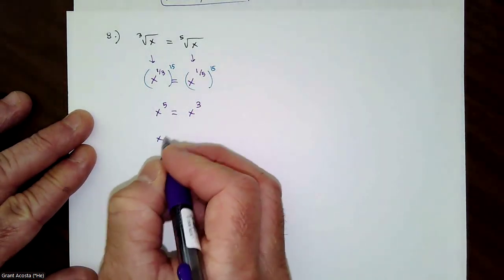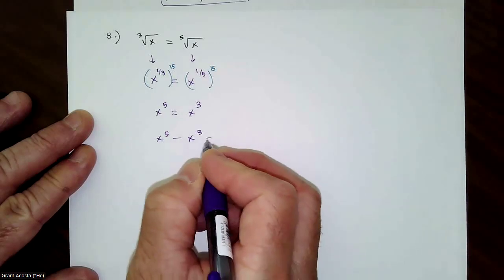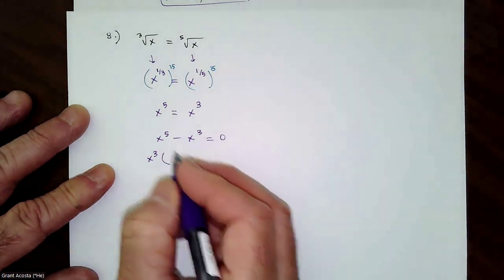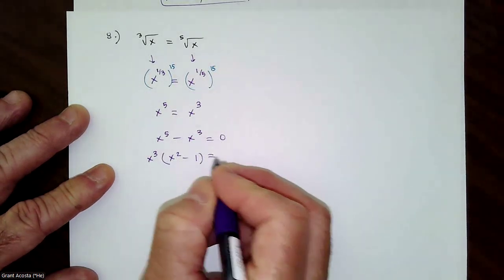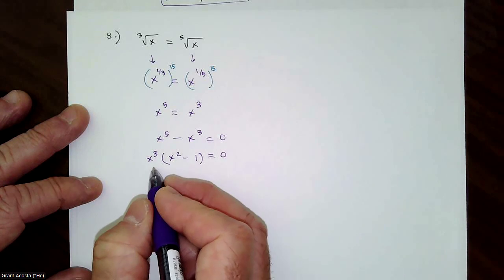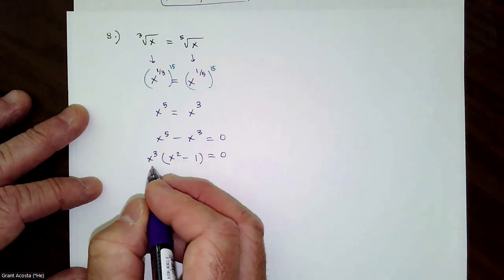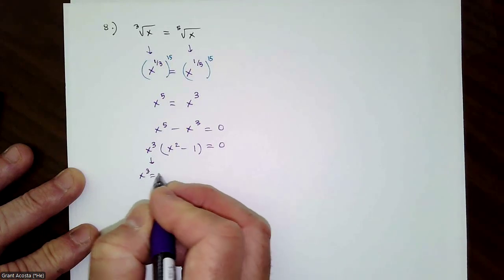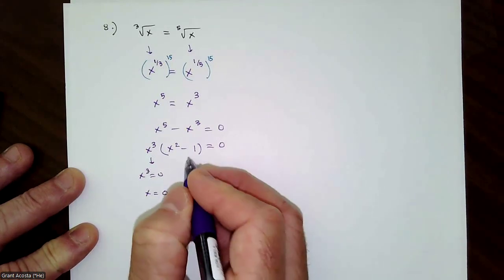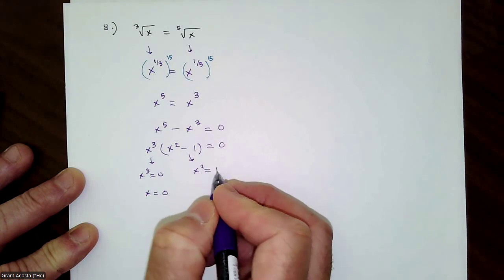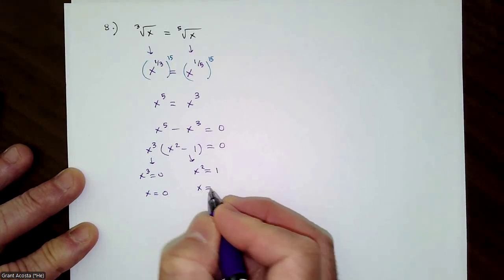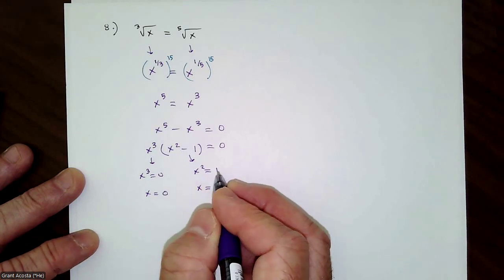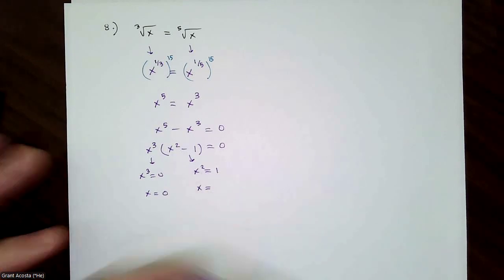Same idea, I want to move that over. I can factor out an x cubed, which leaves me with x squared minus 1. You can break that down further, of course, but I'm just showing you alternative ways to do that. I would set x cubed equal to 0, which gives me x equals 0. And if I set x squared equal to 1, another way to think about that is just what two numbers could you square to give you 1? It would be plus or minus 1.